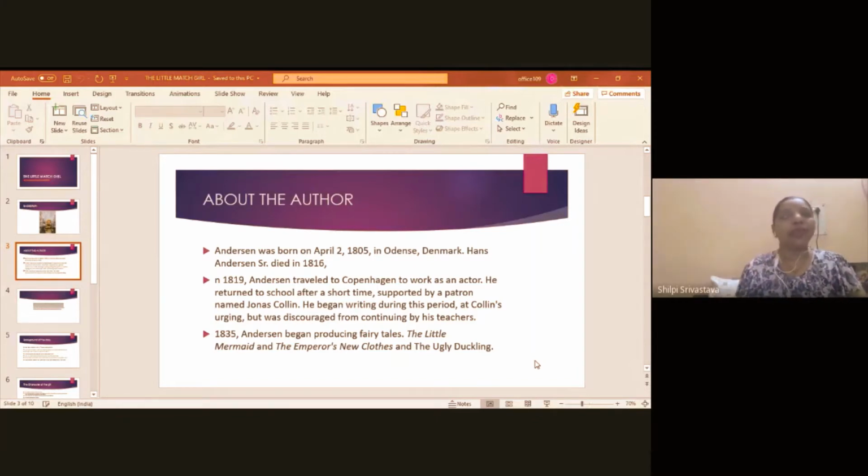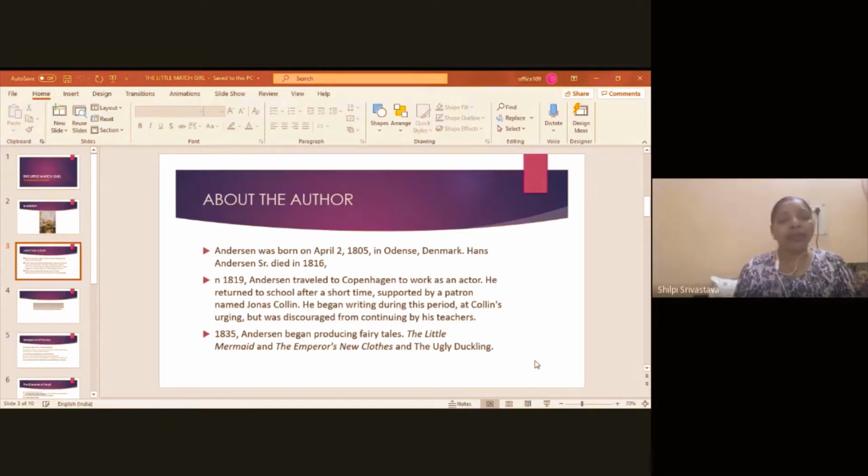Like, if I give you the example of Akbar. So Akbar had 9 gems in his court. So Akbar was their patron, because these 9 people who were there, they were talented in a particular field. So they did not do any other job. So how did they fend for themselves? It was the money that was provided by Akbar. So he was funding them. So similarly here, Jonas Collin was the one who funded him, and he began writing during this period at Collin's urging, but was discouraged from continuing by his teachers.